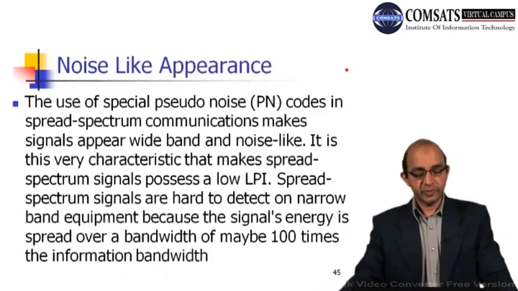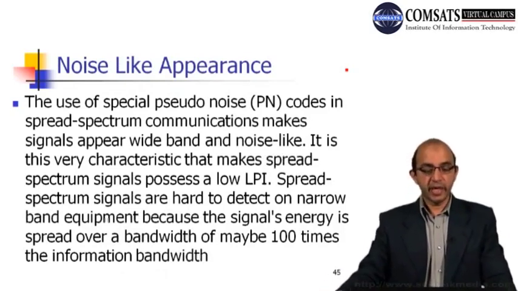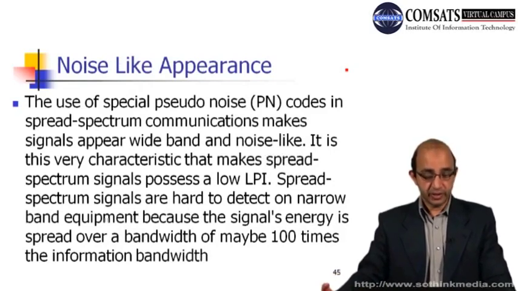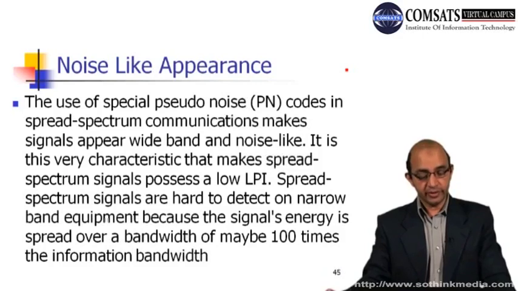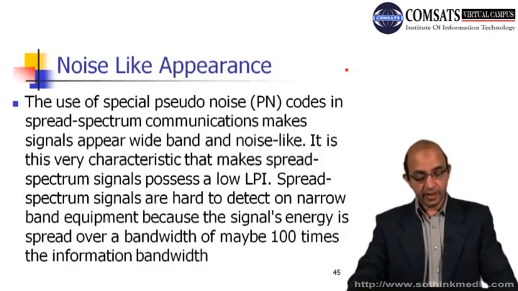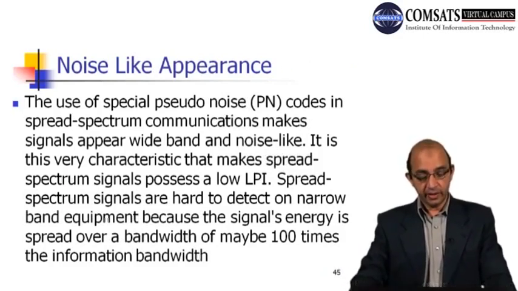So the use of special pseudo-noise codes makes the spectrum very close to a noise-like appearance. So that's why they are very hard to detect, intercept and demodulate. So they are providing a very low probability of interception.